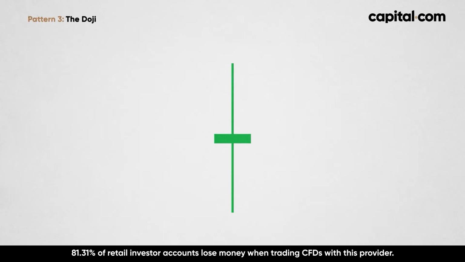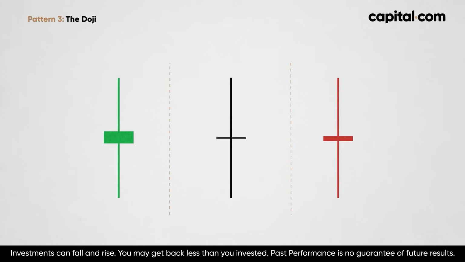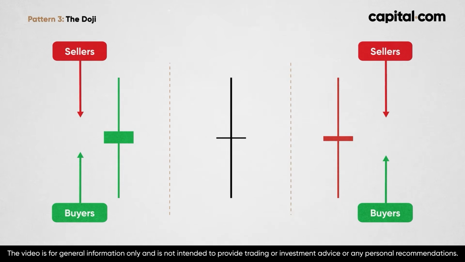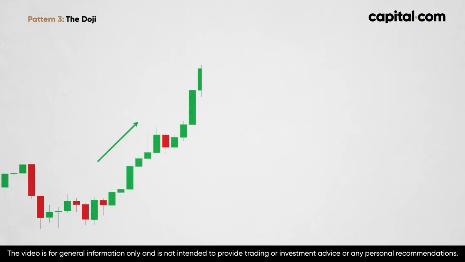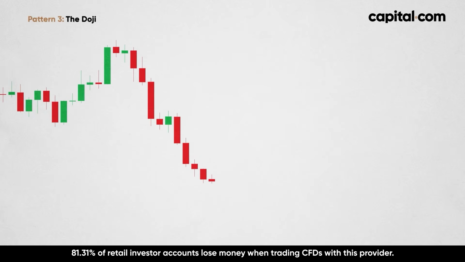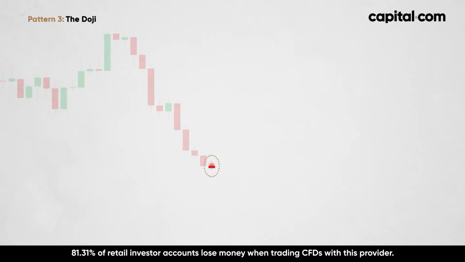Pattern 3. The doji. A doji is classified as having a small body with equal wicks on both sides. When this pattern forms on a chart, it shows that neither buyers nor sellers are in full control. Therefore, the market is in a state of indecision. When a doji forms in an uptrend, it signals that buying pressure is weakening, since buyers are no longer able to push the price higher. Similarly, when a doji forms during a downtrend, it signals that selling pressure is weakening, since sellers are no longer able to push the price lower.